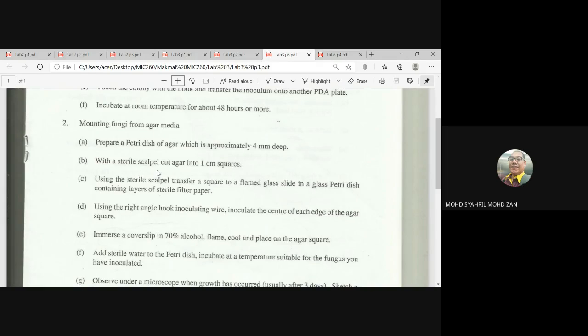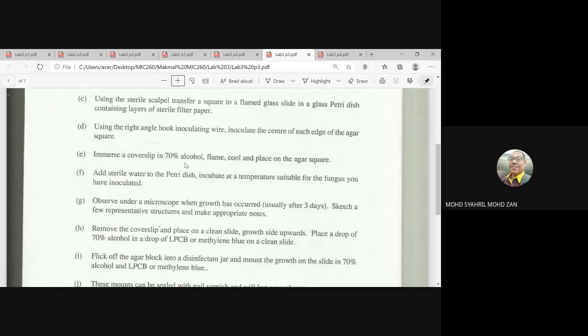With a sterile scalpel, cut the agar into 1 cm squares. Okay, we cut our agar. Using the sterile scalpel, transfer the square to the flamed glass slide in the glass petri dish containing layers of sterile filter paper. Using the right angle hook inoculating wire, inoculate the center of each edge of the agar square. Immerse a cover slip in 70% alcohol, flame, cool, and place on the agar square. Add sterile water to the petri dish, incubate at a temperature suitable for the fungi you have inoculated.